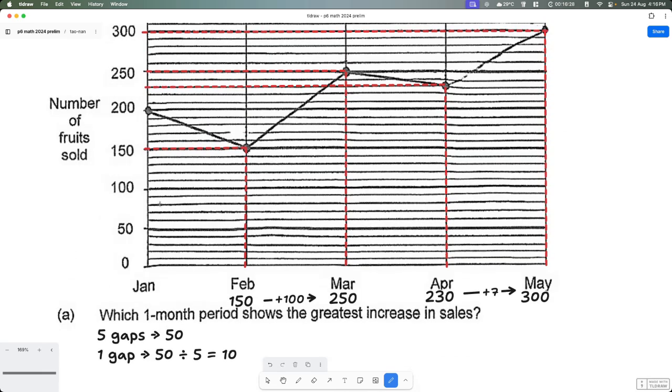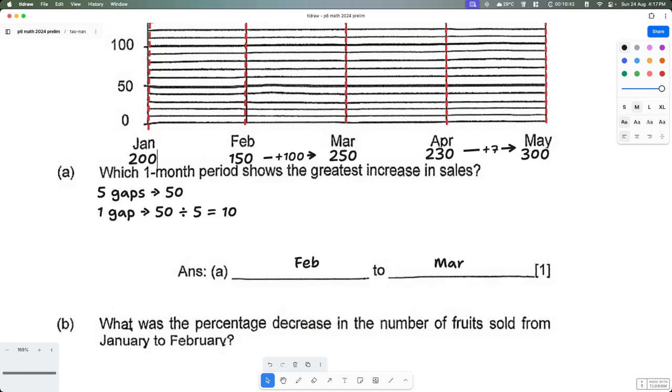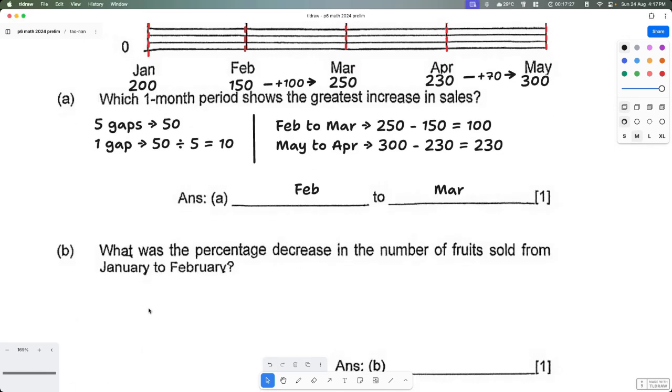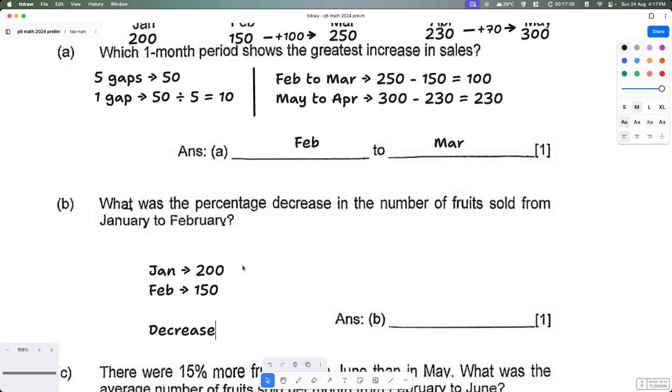Okay, so January over here, let's see. Let's create another line from January. Is this one 200? Okay, so this one is 200, right? So let's write down here January is equal to 200, and then February is 150. So decrease is equal to 200 minus 150. This will be equal to 50, right?